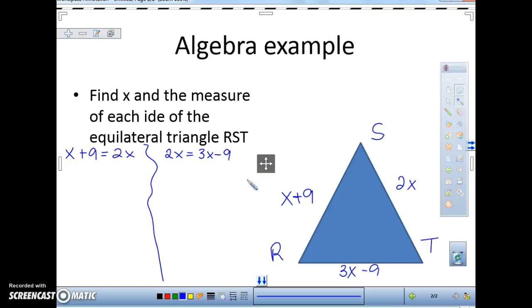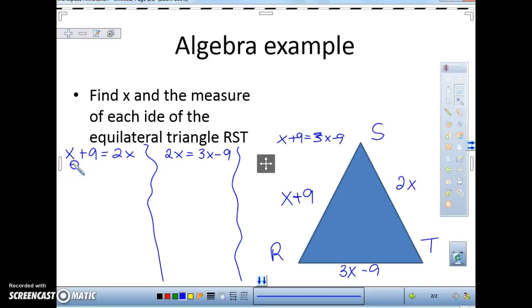I can't really write an equation that would consist of all three of these being equal to each other, because then I'd have two equal signs. And an equation just needs one. So we can write this side would equal to that one, and then one more. We could say x plus 9 would equal 3x minus 9. Now, you don't have to solve all three of these. You can pick which one you like. All three of them will give you the same answer. So pick one that you think looks easy to solve.